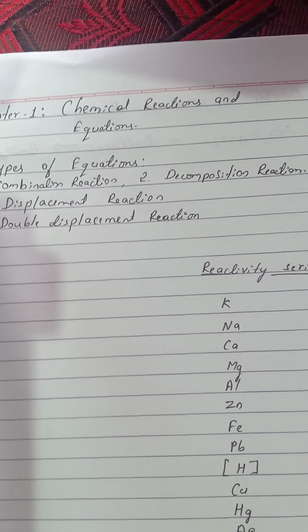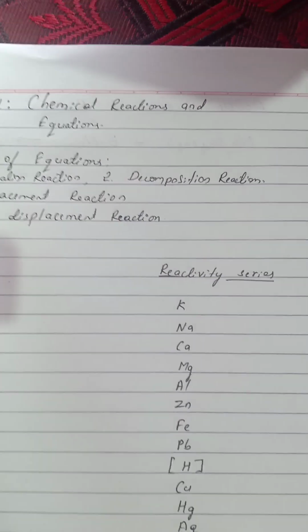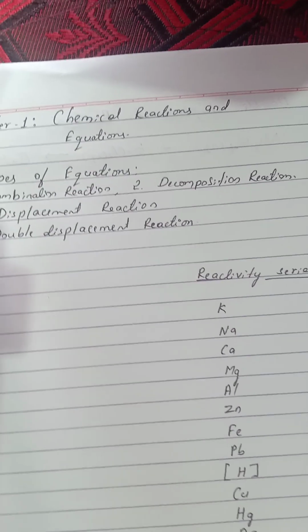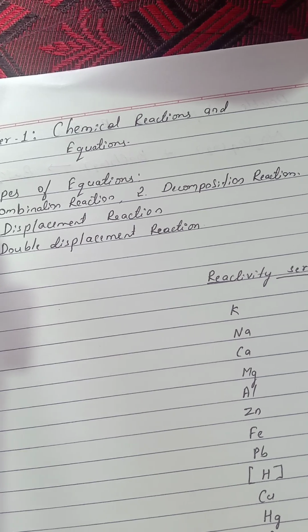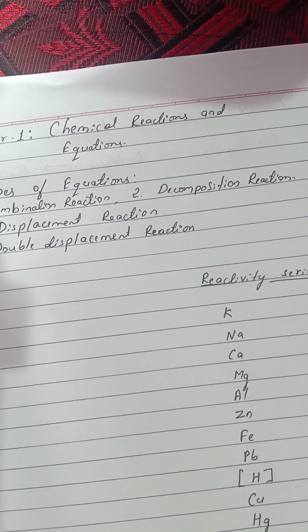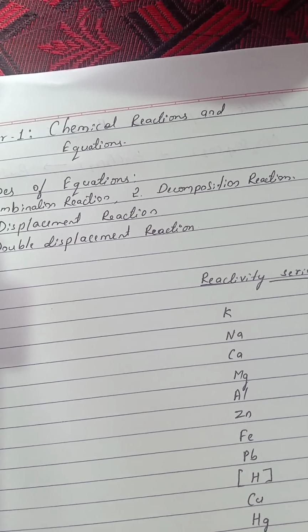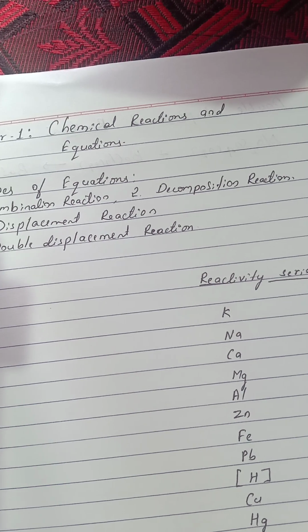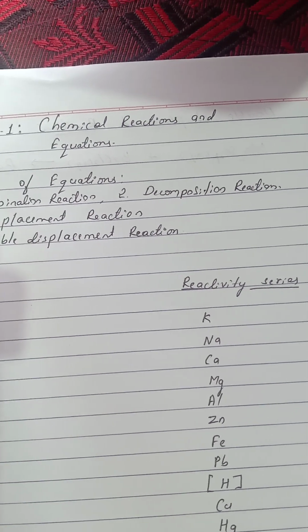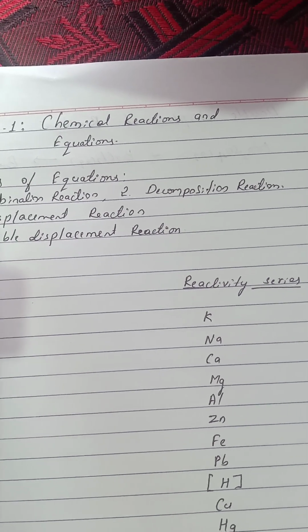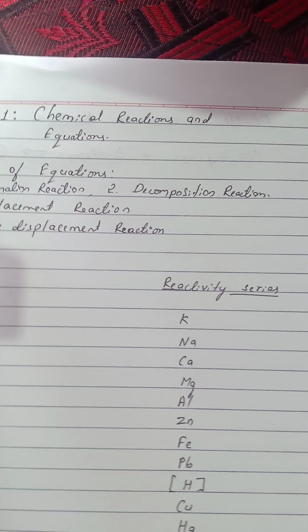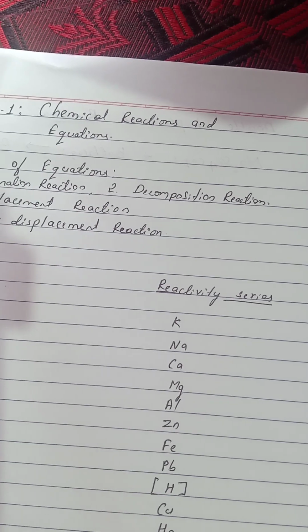In this video we are going to discuss the types of chemical reactions. In the previous video we discussed combination and decomposition reactions. In this video we are going to discuss displacement and double displacement reactions. Before going to the discussion of the displacement reaction, we should know the reactivity series of the metals.